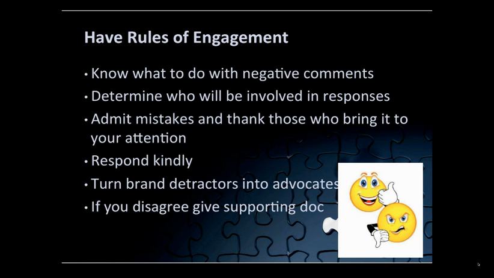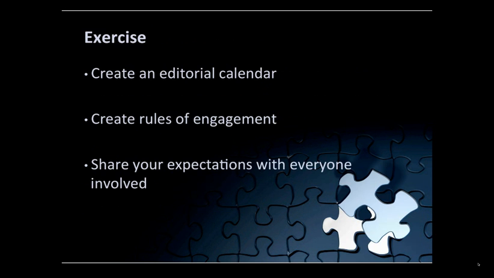And you have to do it in a good, educated way, not just fly off the handle and say, you're wrong and we're right, and that's the end of it. Well, who's going to follow us? Who's going to gain trust in us? No one. So don't do that. Your exercise at this point would be to create an editorial calendar for your team. Create those rules of engagement. Figure out the situations that you might get into. How are you going to handle it? And share your expectations with everyone who's involved on the team.